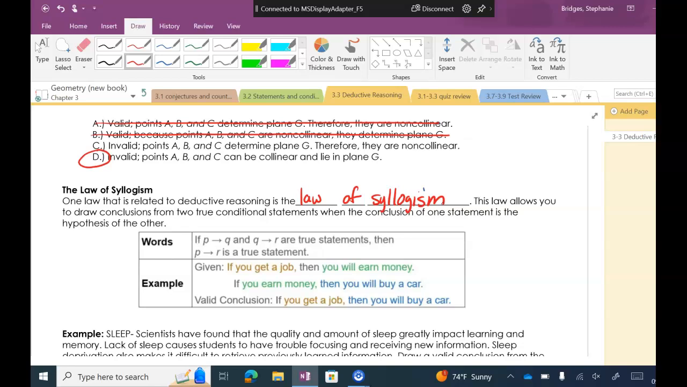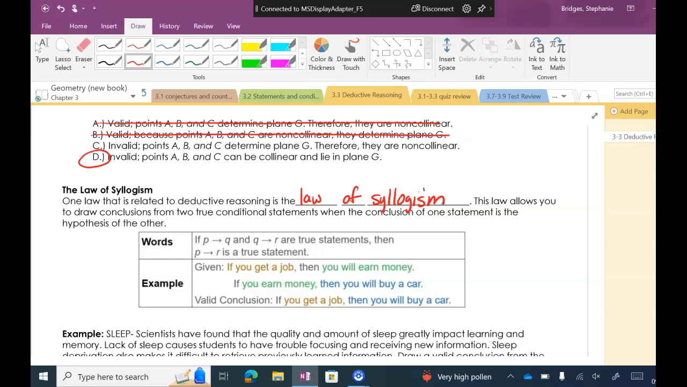This law allows you to draw conclusions from two full conditional statements. Okay, two full conditional statements. How many conditional statements did I have in my law of detachment? A conditional statement is an if-then statement. How many of those did I have? Just one. Law of syllogism is going to use two. So that's how you're going to be able to tell the difference between the two.